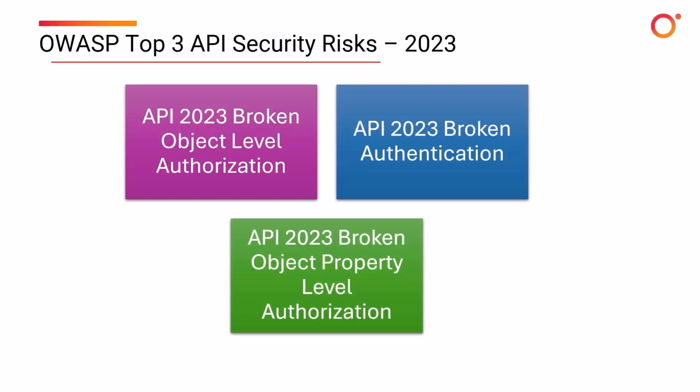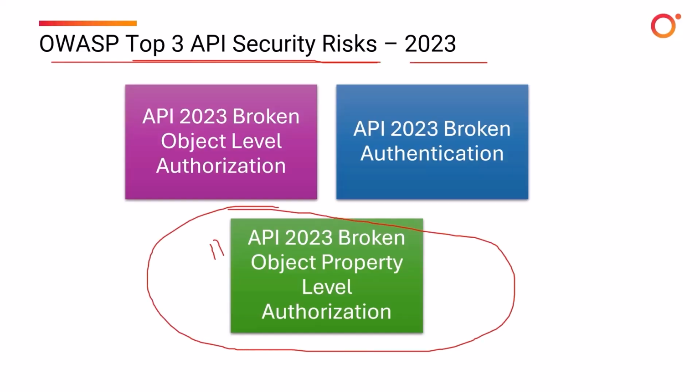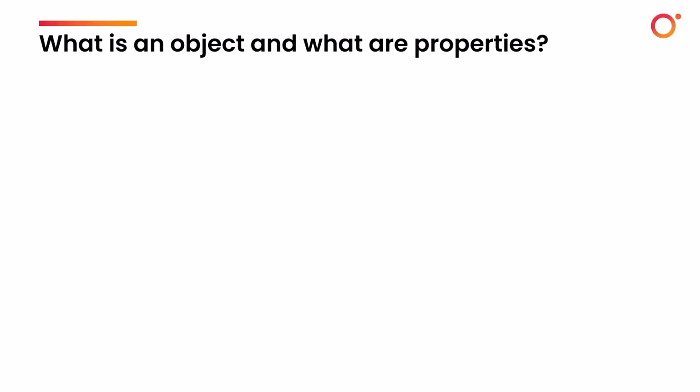As we take a look at the top 3 API security risks for 2023, we are going to now focus on number 3. So in the top 3, BOPLA is here, Broken Object Property Level Authorization. Before we get into the specifics of how the BOPLA vulnerability exists, we need to understand exactly what an object is and what these properties are.